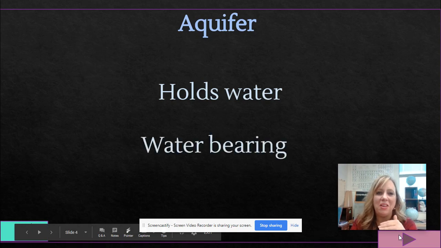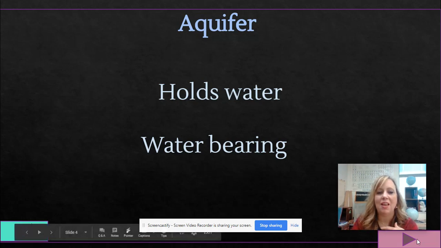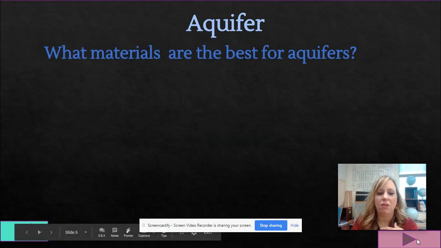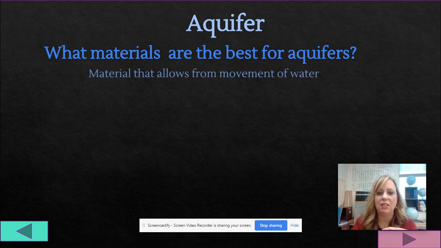Another word that you'll hear is water bearing. That means to be able to give water. What makes an aquifer good are the materials that are in the aquifer. Again, don't think of it as an empty chamber. We don't have empty spots underground. They are places that are filled with material that allows the water to pass through easily. So it has movement of water through it.